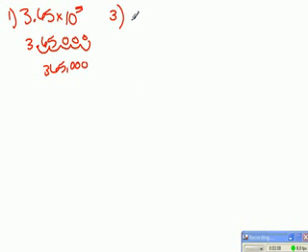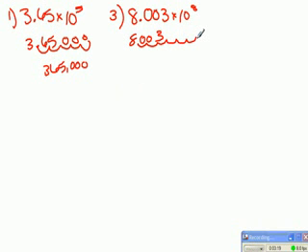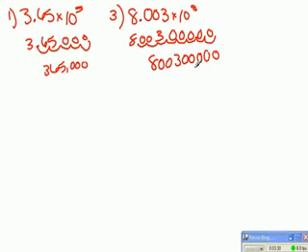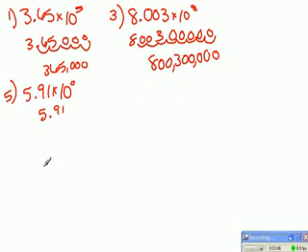Number 3. I have 8.003 times 10 to the 8th. Same idea. I have 8.003. Move it 1, 2, 3, 4, 5, 6, 7, 8. Fill in 1, 2, 3, 4, 5 zeros there. 800,300,000. Make sure you put in the commas. Count from the right. In every 3 spaces, you put a comma. Number 5. 5.91 times 10 to the 0 means I move the decimal 0 places, so I don't have to move it. It's 5.91.